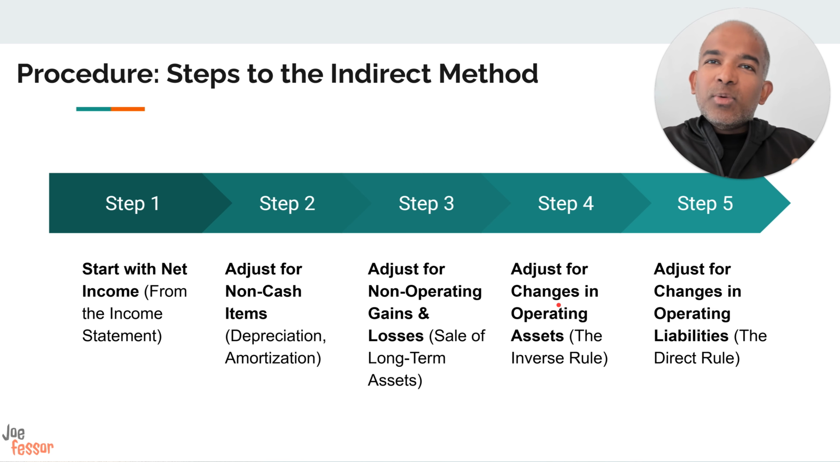Finally, the bulk of the work is in adjusting for changes in working capital accounts. Step 4 is where we apply the inverse rule to all changes in operating assets. And step 5 is where we apply the direct rule to all changes in operating liabilities. After performing all 5 adjustments, the final result is our net cash flow from operating activities. Let's now walk through the steps and look at them in detail.